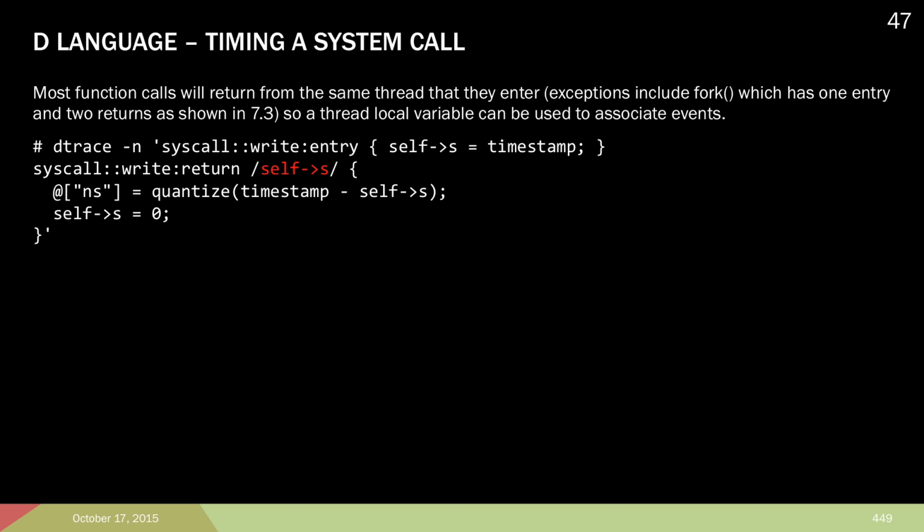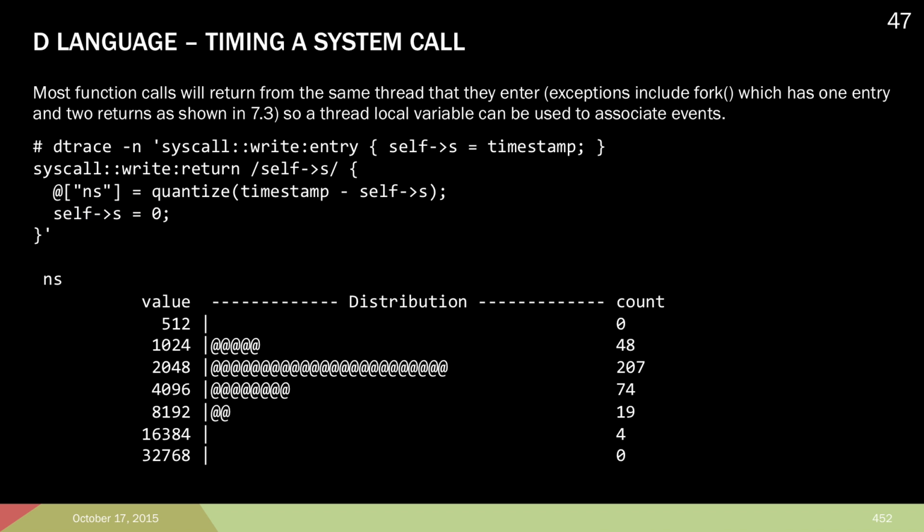Then when the write system call returns, we see if the thread local variable s has a non-zero value. When it does, we take the difference between now and the time saved in s. Remember, thread local variables need to be freed by setting their values to 0. Here's a distribution that shows in nanoseconds how long writes took across all processes.